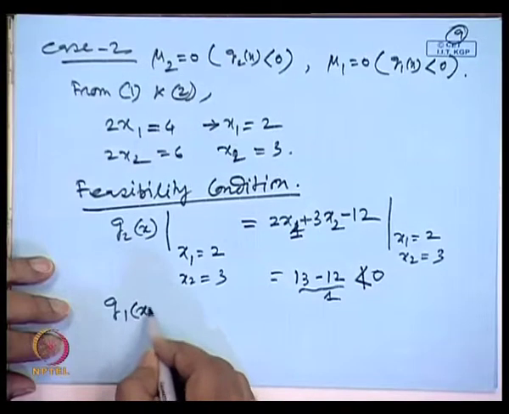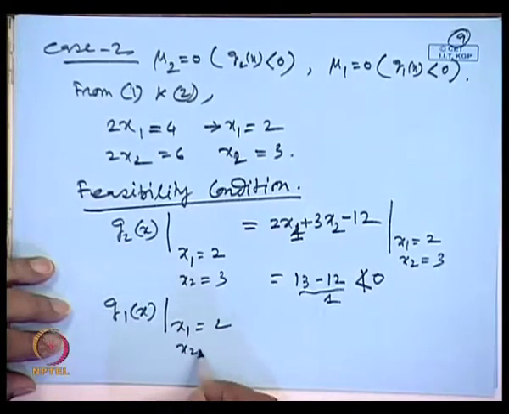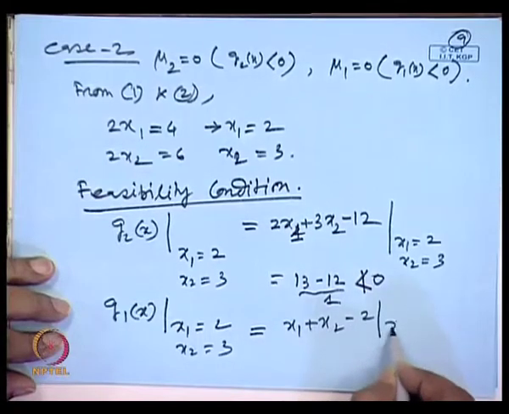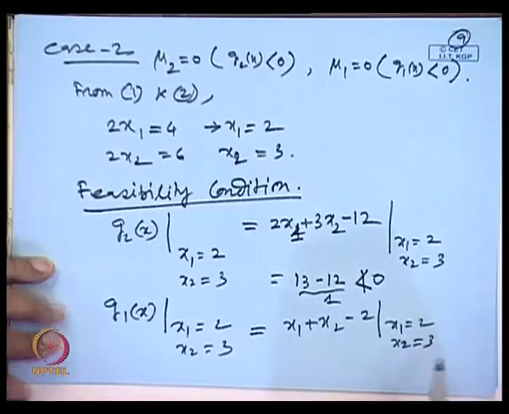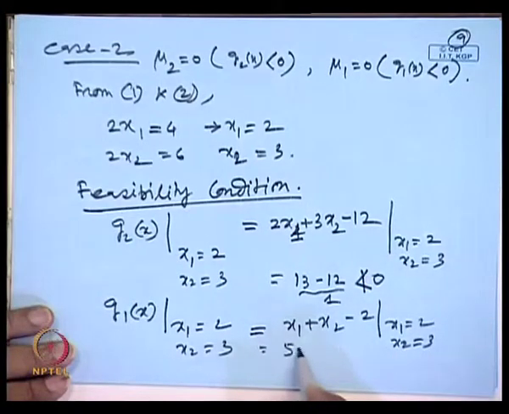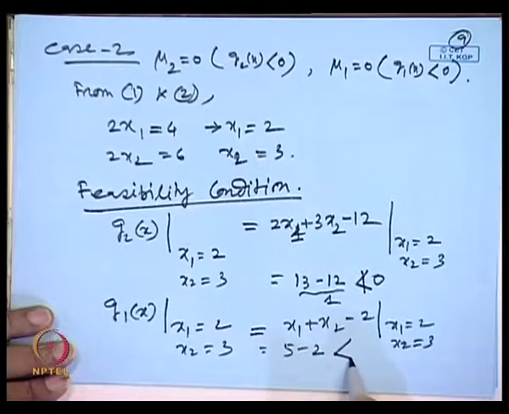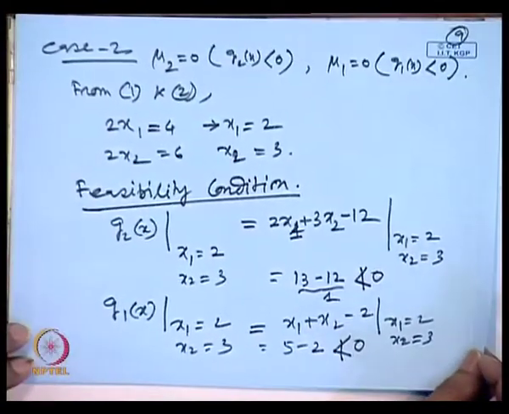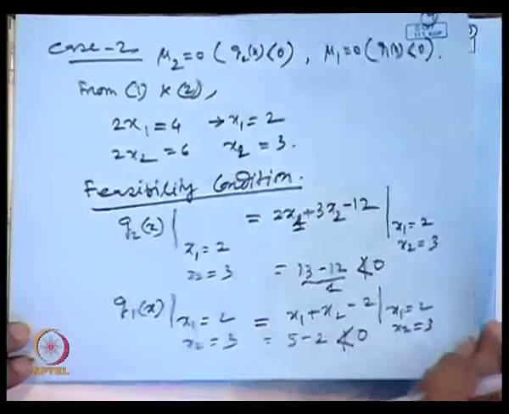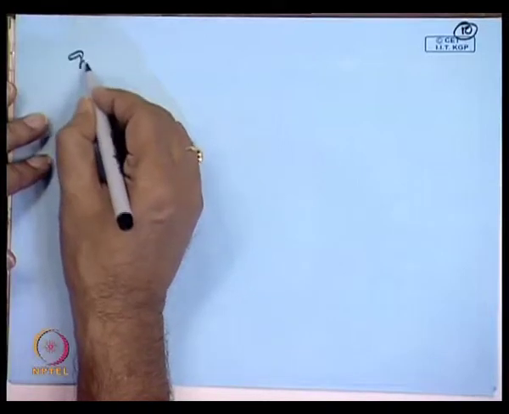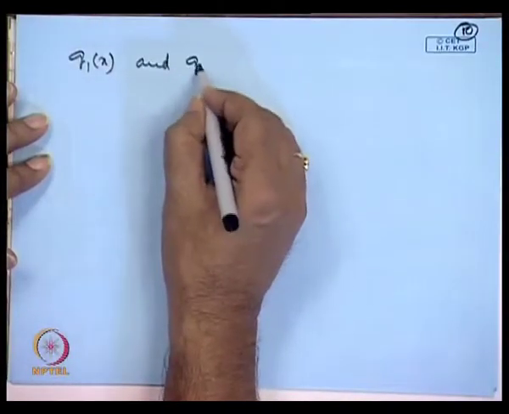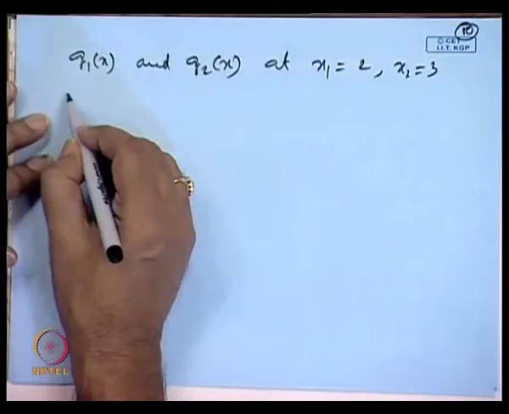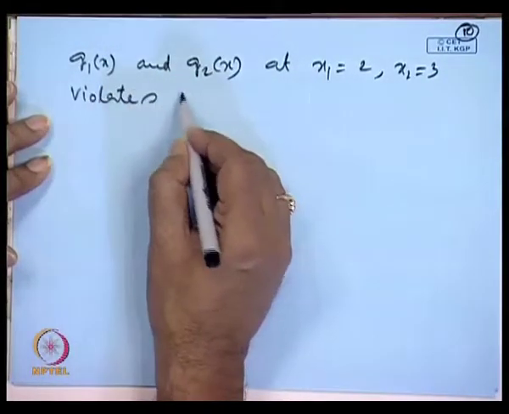You can also check g1 of x at x1 equal to 2, x2 equal to 3. In this way, g1 of x is x1 plus x2 minus 2. Put the value of x1 as 2 and x2 as 3. So, it is 5 minus 2, which is not less than 0. So, our conclusion is that g1 of x and g2 of x at x1 equal to 2, x2 equal to 3 violate the conditions.